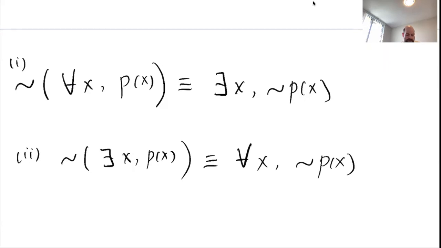Okay, so the negation of for each X, P of X is there exists X with negation P of X. The negation of there exists X with P of X is for each X, negation P of X holds.